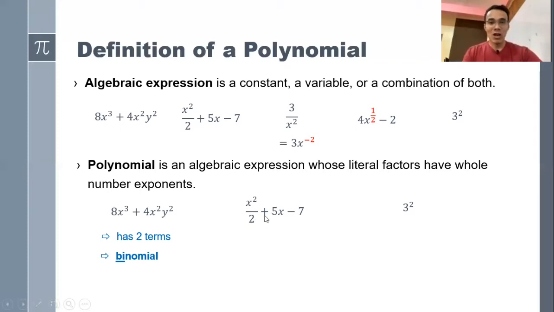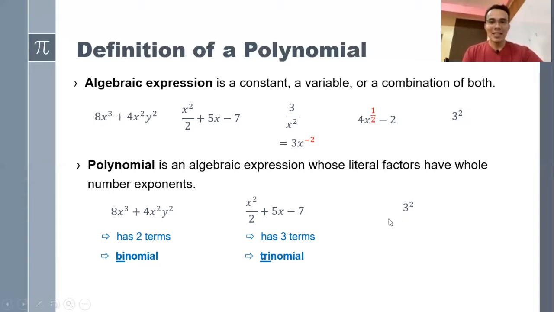Let's have the second polynomial, x squared over 2 plus 5x minus 7. This expression has 1, 2, 3 terms. It has 3 terms, therefore, this is called a trinomial. Trinomial from the prefix tri, which means 3.